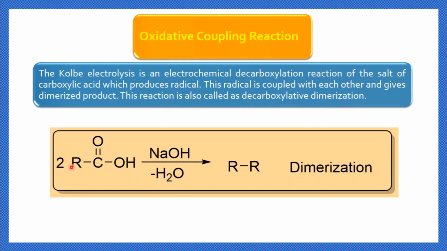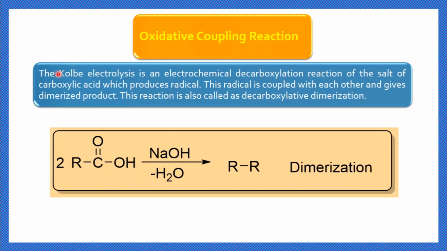So here you are using two molecules of alkyl carboxylic acid in presence of NaOH and minus H2O. Anodic oxidation takes place, and you will get this dimerized product, this alkane. Dimerization reaction takes place. So this reaction is called the oxidative coupling reaction.